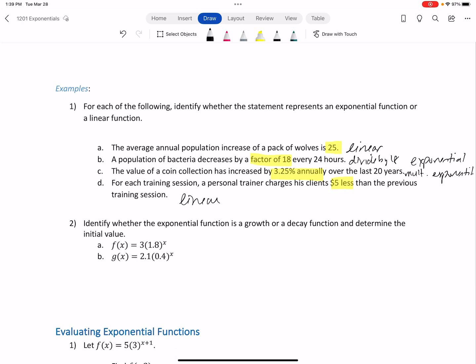Okay, here are examples of two exponential functions, 3 times 1.8 to the x and 2.1 times 0.4 to the x. And it wants us to determine, are they growth or decay? And what's their initial value? If you remember, the a in the front is the initial value. So this initial value is going to be 3. This initial value is going to be 2.1. And that works whether it's growth or decay.